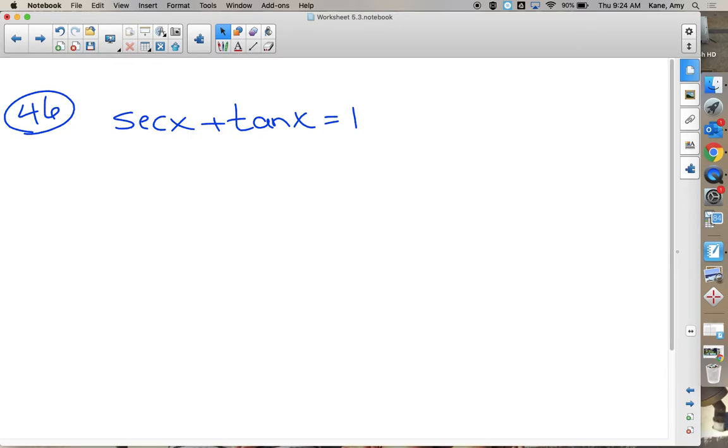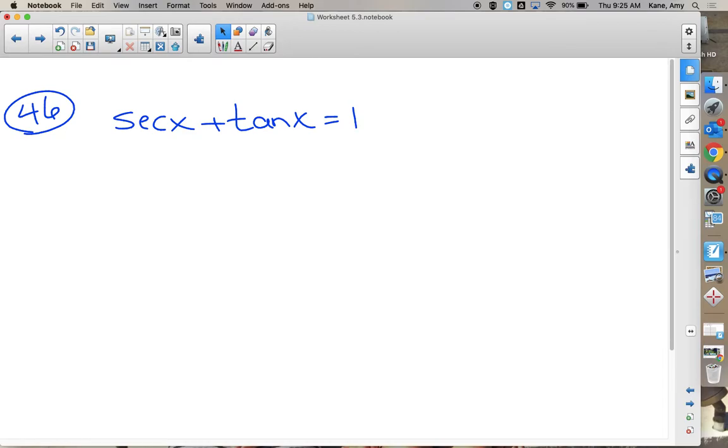equals what? True. True, huh? How about a suggestion? What could we do, Colin? Would you square both sides? We are going to square both sides. Take the tangent to the other side.